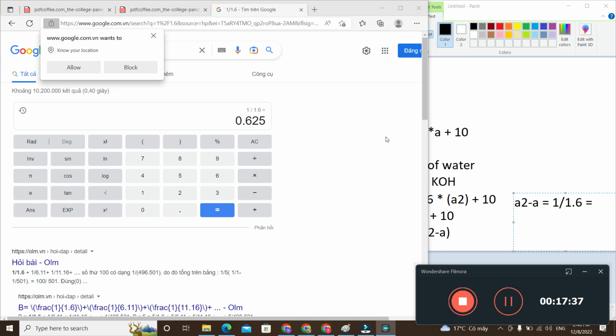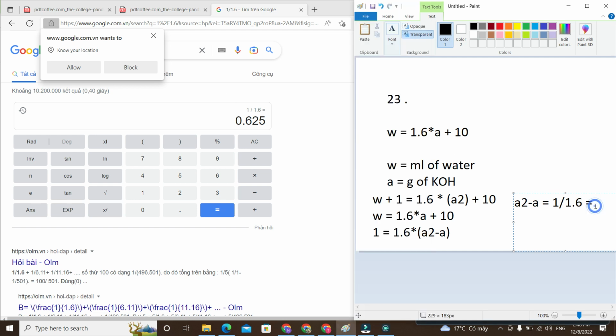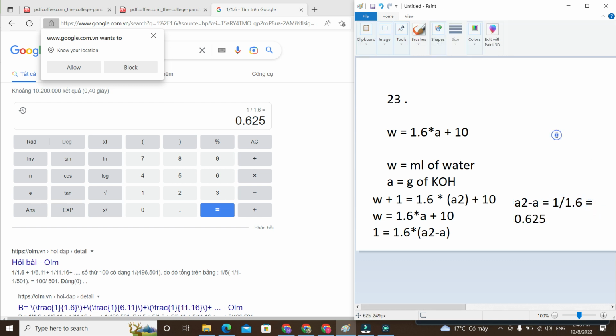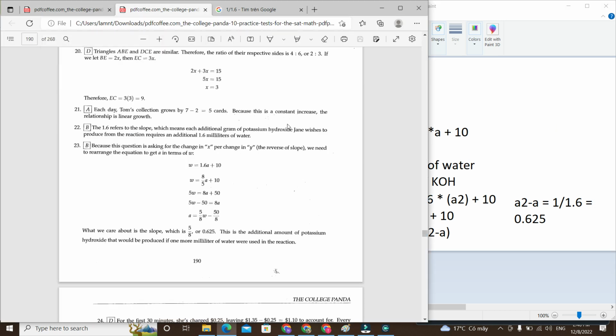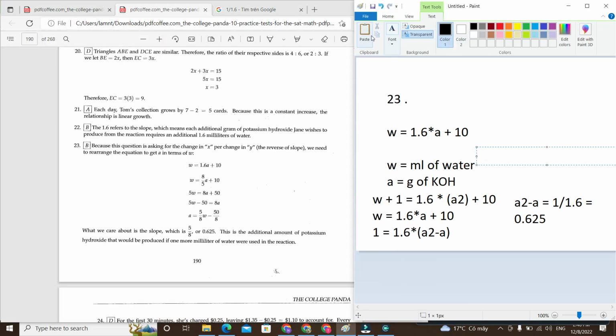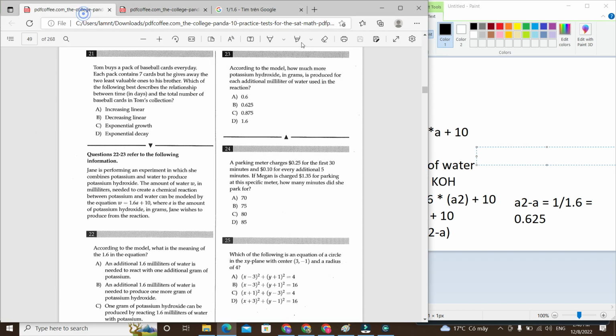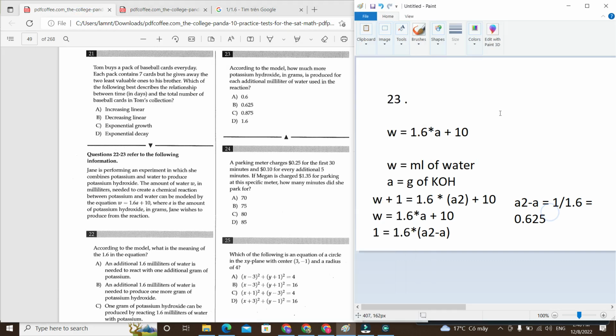So that's return 0.625. So that is actually the how much more part. This is the how much more part. So here, this is actually the how much more part. So that's the answer. The answer is 0.625, right? There you go.